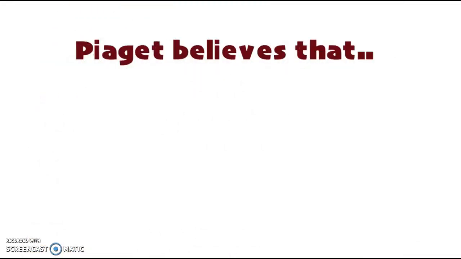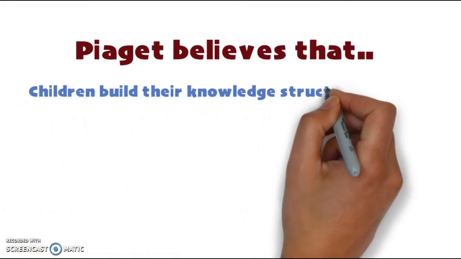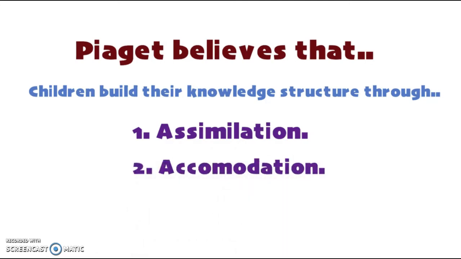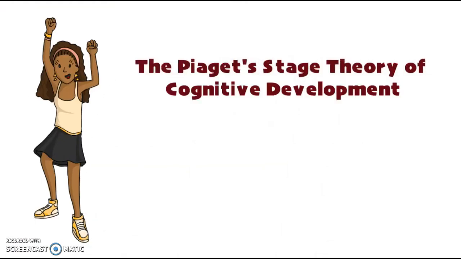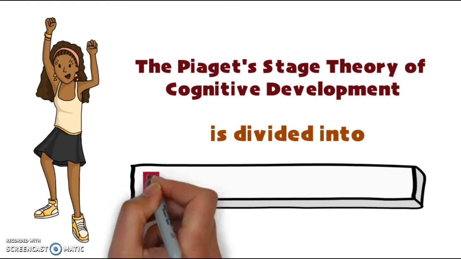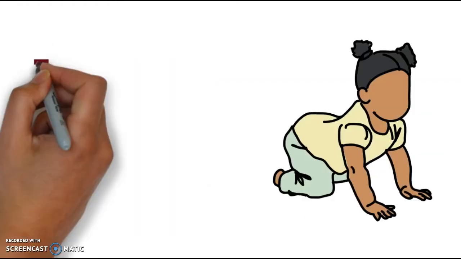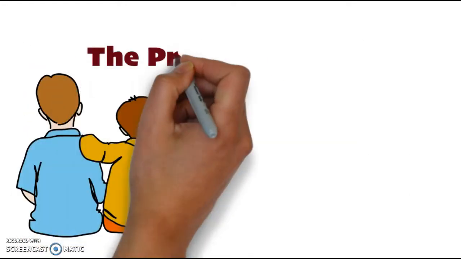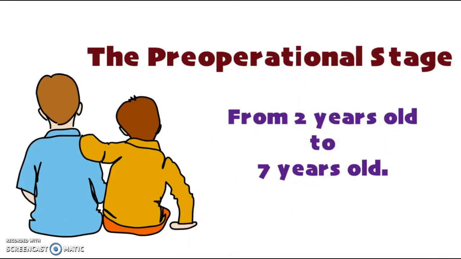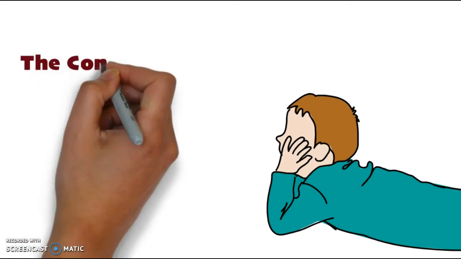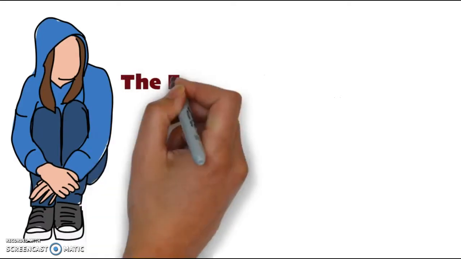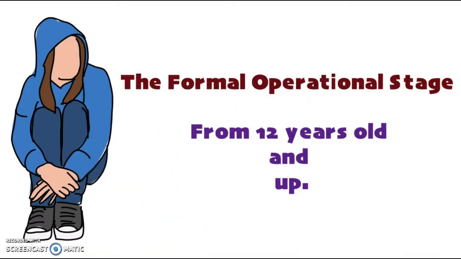Piaget believed that children can build their own structure of knowledge through these three processes: assimilation, accommodation, and equilibration. The Piaget stage theory of cognitive development is divided into 4 stages. They are the sensorimotor stage from birth to 2 years old, the pre-operational stage from 2 years old to 7 years old, the concrete operational stage from age 7 to 12, and finally the formal operational stage from 12 years old and up.